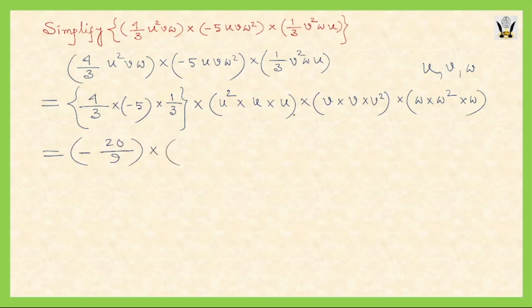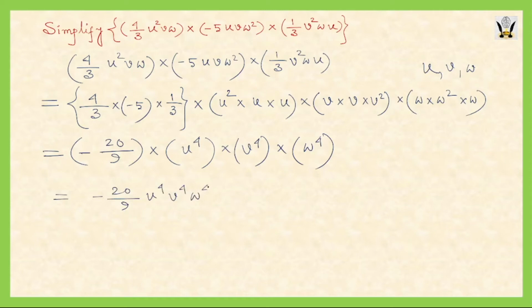Now from the second term, again the base is the same, which is u, so their powers will be added, 2 plus 1 plus 1, so it will be u to the power 4. Then here it is v square, plus 2 plus 1, 3 plus 1, 4, so it will be v to the power 4. And then here it will again be w square, here we have 1, here we have 1, so 2 plus 1 plus 1, again w to the power 4. So the simplified answer for this multiplication will be minus 20 by 9, then u to the power 4, v to the power 4, and w to the power 4.